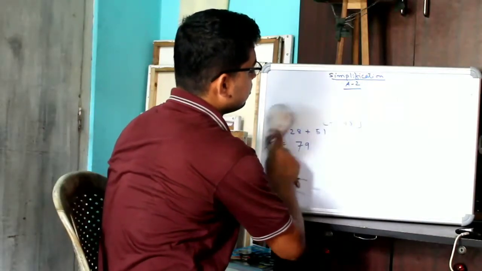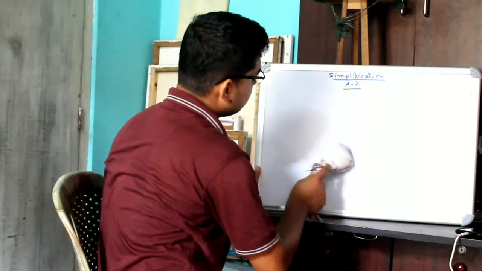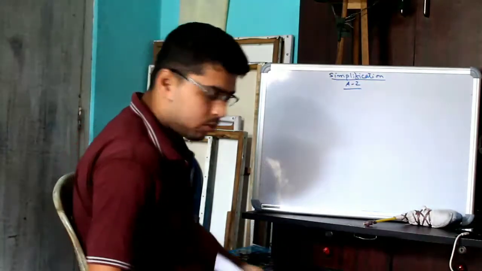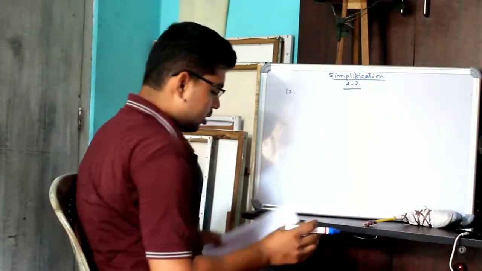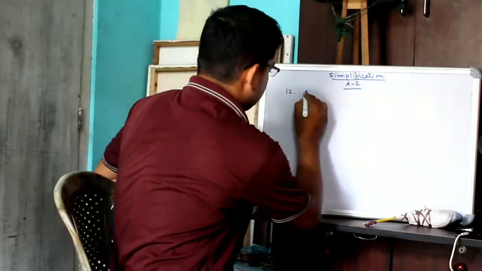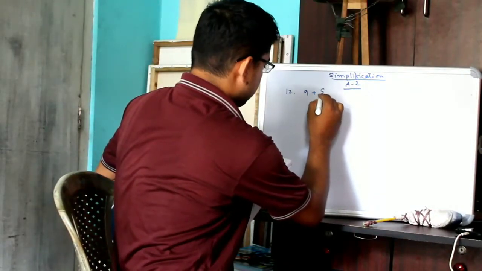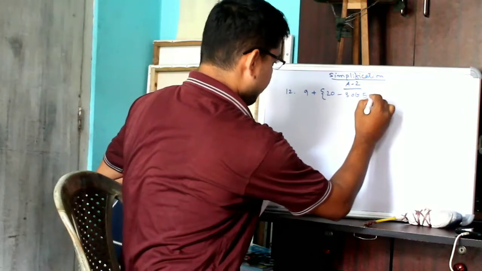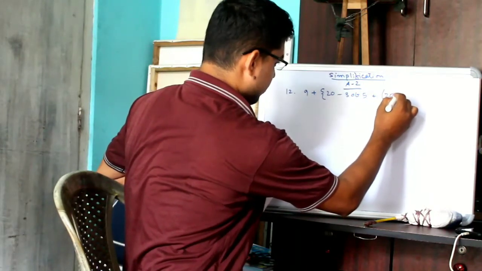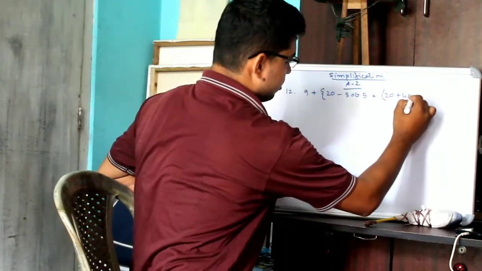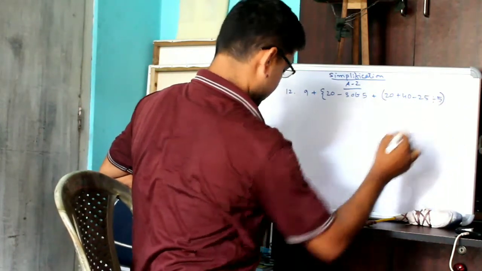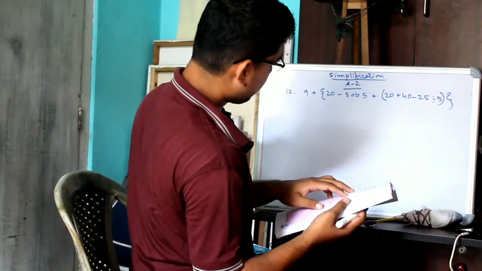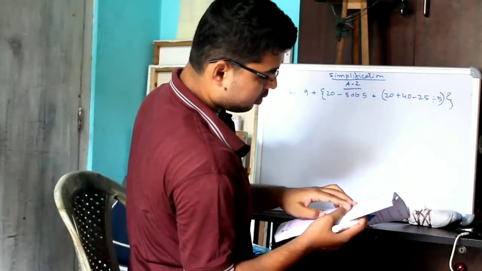Next, "of" is given. Yes, number 12: 9 plus (20 minus 3 of 5 plus (20 plus 40 minus 25 divided by 5)). Okay, 9 plus 20 in the bracket, minus 3 of 5, plus in the bracket 20 plus 40 minus 25.